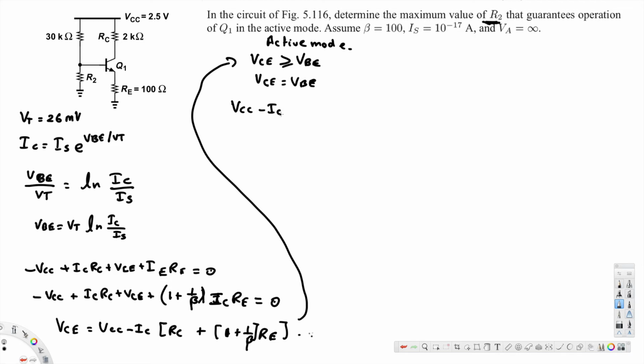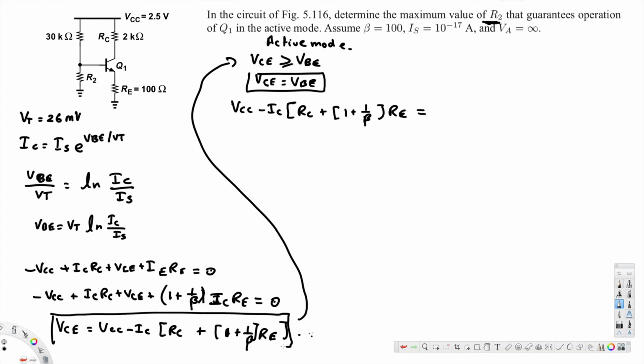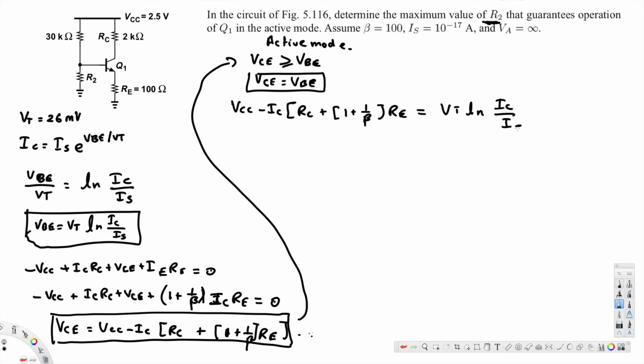VCC minus IC times RC plus 1 plus 1 over beta times RE, that's equivalent to VBE. According to this, this whole thing is VCE. That's what we derived right here. Now for VBE we have this equation. That's what I'm going to plug right here: Vt ln of IC over IS. Okay, now we have this equation.